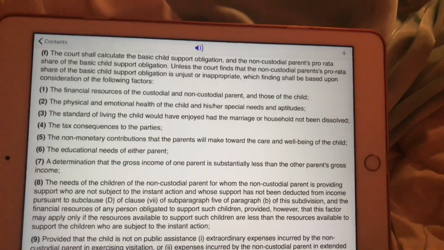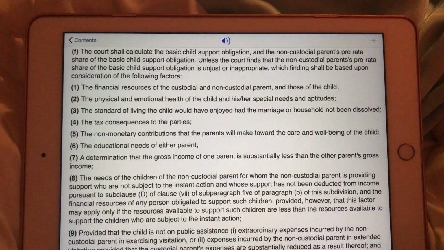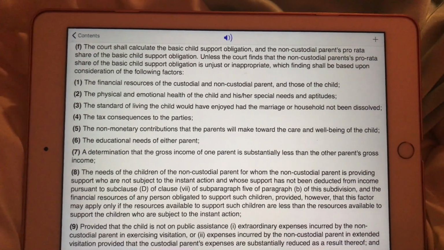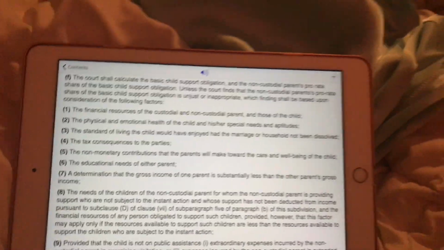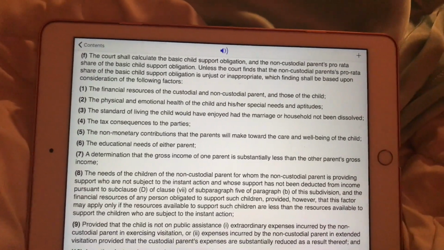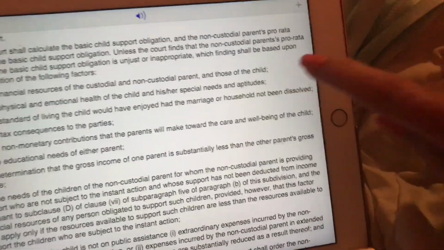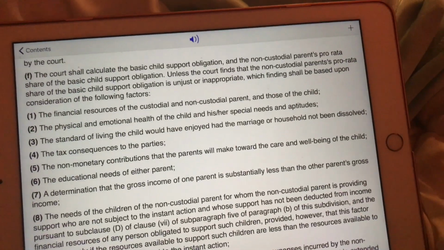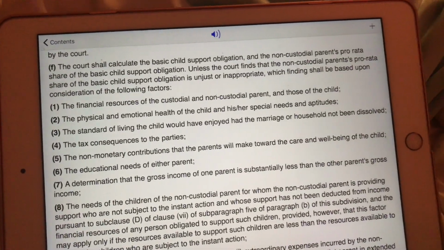Now, this is in subdivision F. The court shall calculate the basic child support obligation and the non-custodial pro rata share. And if it's unjust or inappropriate, the court can make a finding based on one of these. Let's see how many there are. There's 10 items. So the one that I think is kind of noteworthy is that a determination that the gross income of one parent is substantially less than the other parent's gross income.